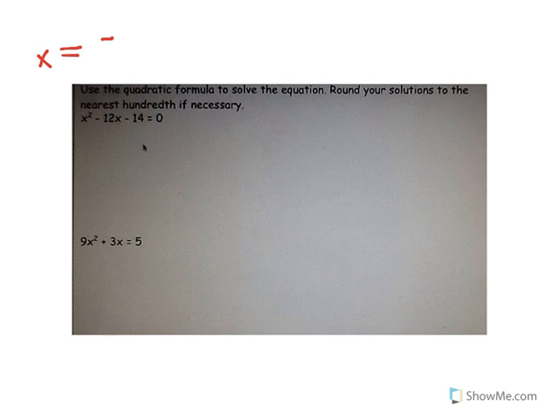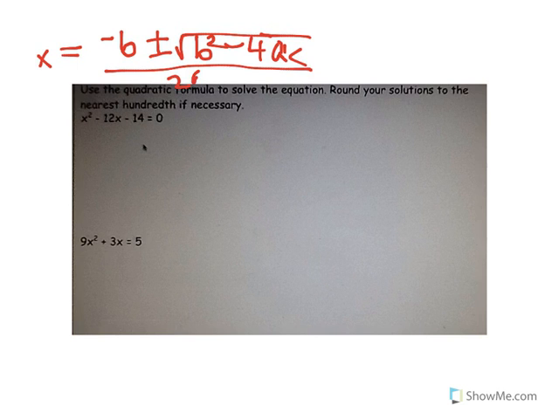Negative b plus or minus square root of b squared minus 4ac. That's all going to be over 2a. So I'm just going to start plugging in numbers for this equation here, because what's the a value going to be? It's going to be 1 for the a value. It's going to be negative 12 for the b value, and that's negative 14 for the c value.